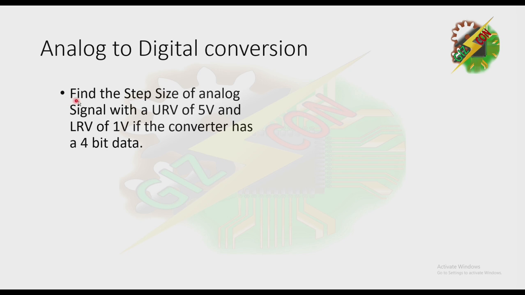Okay, let's have this one. Find the step value of an analog signal with URV of 5 volts and LRV of 1 volt if the converter has 4-bit data. Please pause this video and try to solve it by yourself. Okay, let's continue.